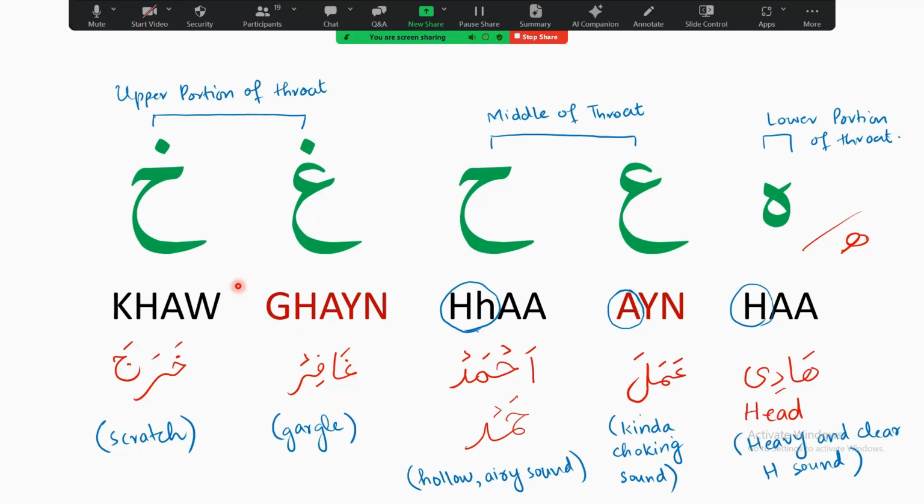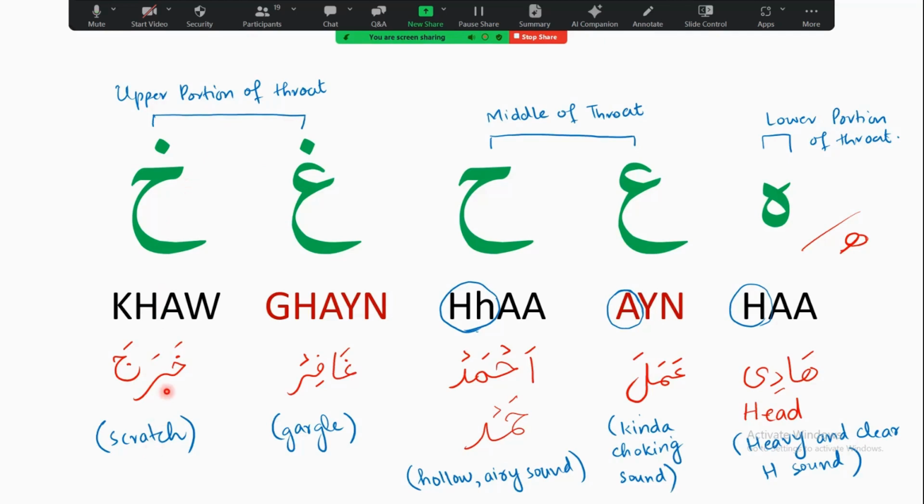And for the next letter, this letter is again similar in its shape to this, but this has a dot on top of it, right? And just like the ghain letter, this is articulated from the upper portion of our throat. And how we articulate is, we say kha. This letter has this scratch or abrasion when we say kha.